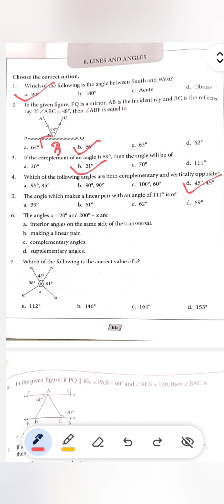The angle which makes a linear pair with an angle of 118 degree. Here is another question about the linear pair. So what is a linear pair?